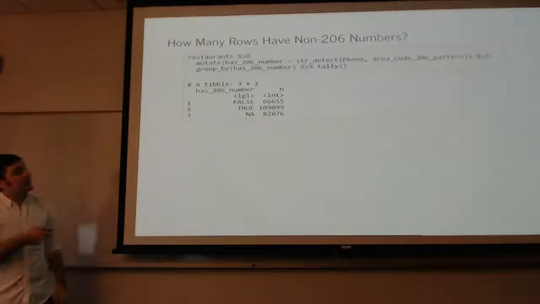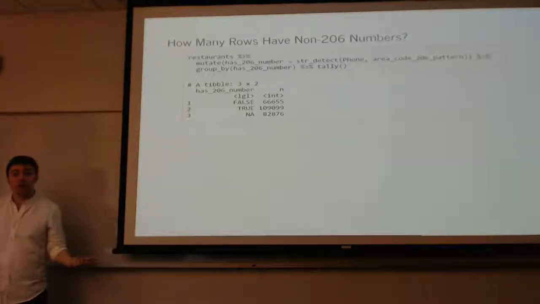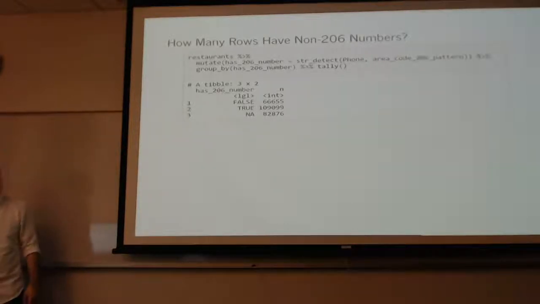So, if we're doing something like string detect, those TRUE/FALSE values you could use in something other than a filter. If you just want to do tabulations or grouping by, whatever. Use them for other stuff, just like creating any other variable.